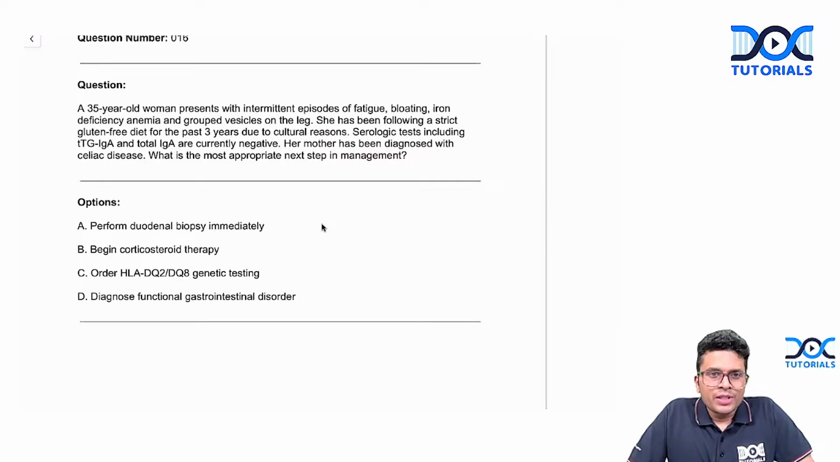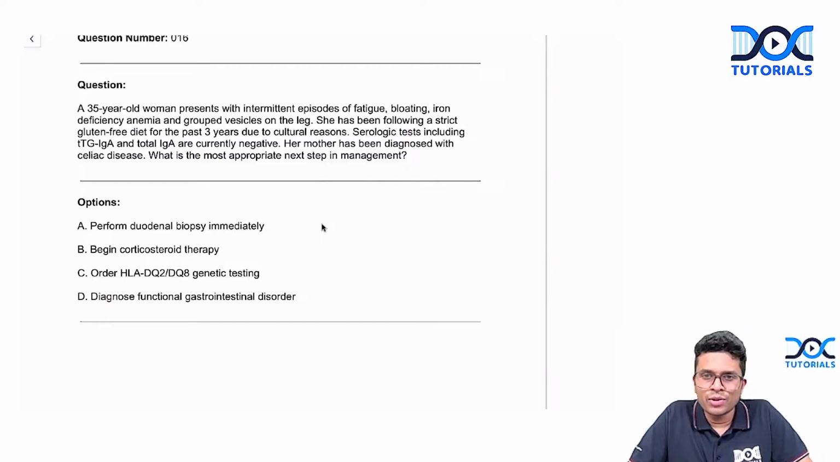Next question number 16. A 35-year-old woman presents with intermittent fatigue, bloating, iron deficiency anemia, and grouped vesicles on the leg. She has been following a strict gluten-free diet for the past 3 years due to cultural reasons. Serology tests, including TTG IgA and total IgA, are currently negative. Her mother has been diagnosed with celiac disease. What's the most appropriate next step in management?